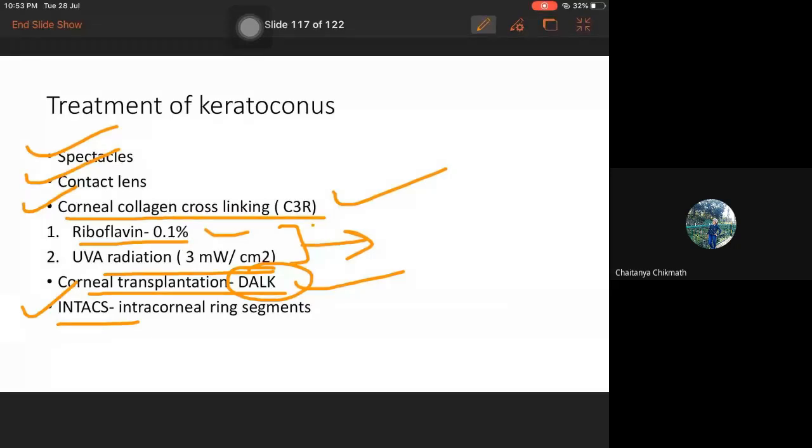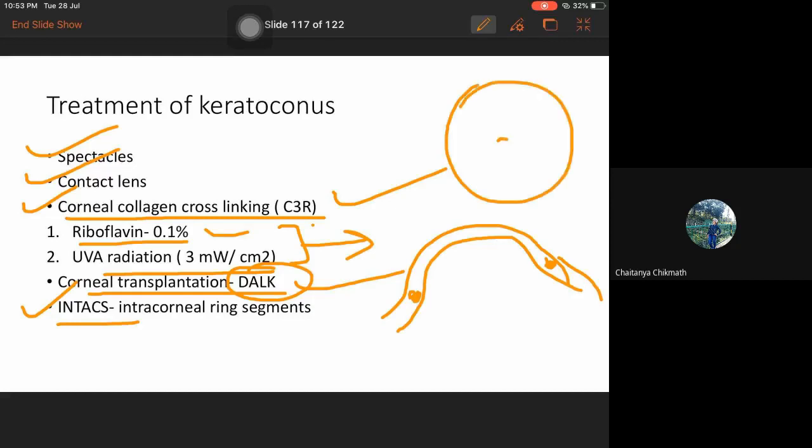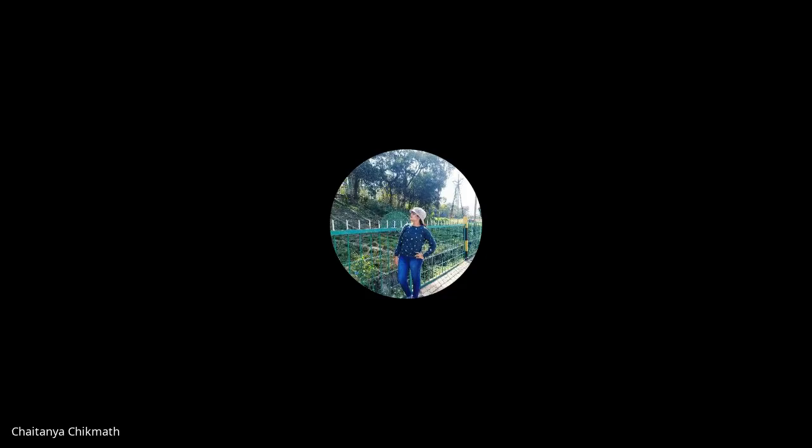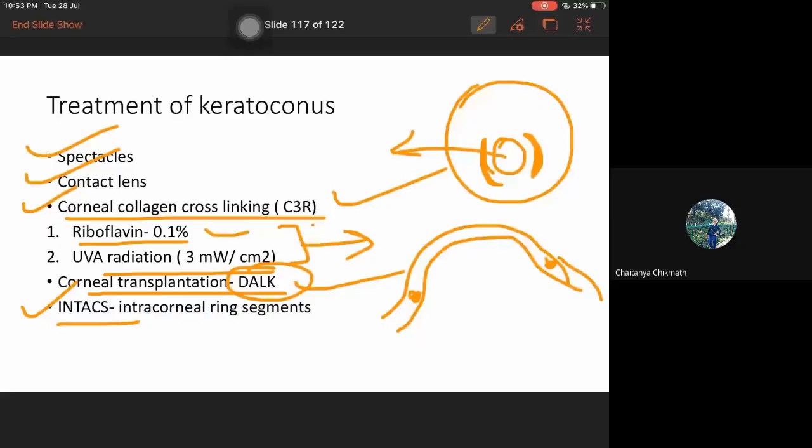Another five slides. The Intacs is nothing but corneal rings. Suppose this is the cross section of the cornea where you have keratoconus. You place the rings inside like this. From anteriorly, suppose this is the keratoconus, we place the ring like this. That will stabilize the keratoconus part of the cornea, and the progression can be halted. This is another option for keratoconus treatment.